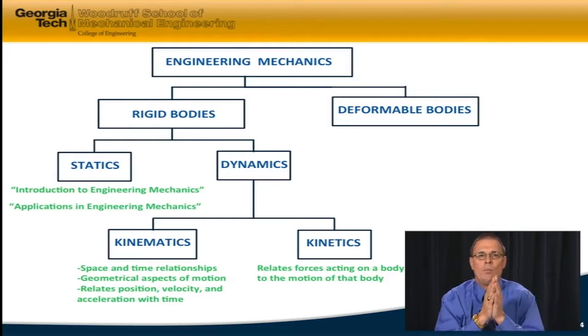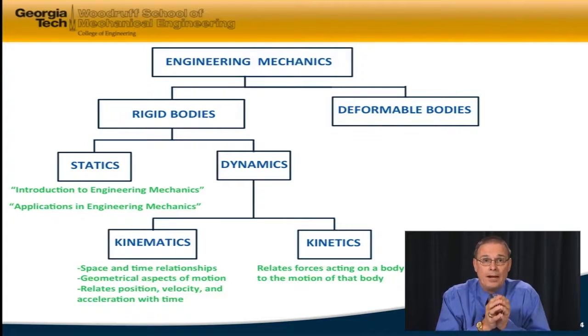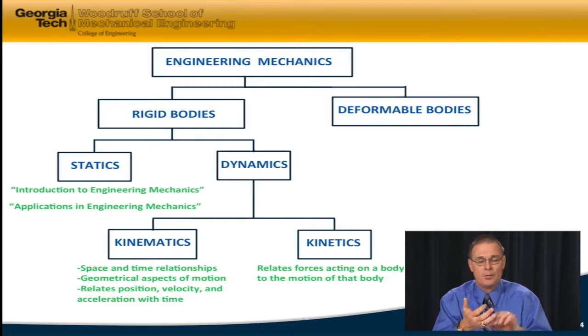We're looking at rigid bodies. This was the case in the 2 earlier courses I taught, which were on statics. And now we're going to look at bodies in motion or dynamics. And we break dynamics into 2 major categories as well. Kinematics, where we study the geometrical aspects of the motion or the space-time relationships. We look at things like position, velocity, acceleration, and time.